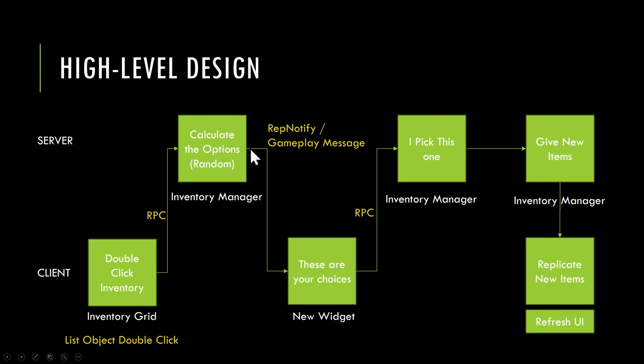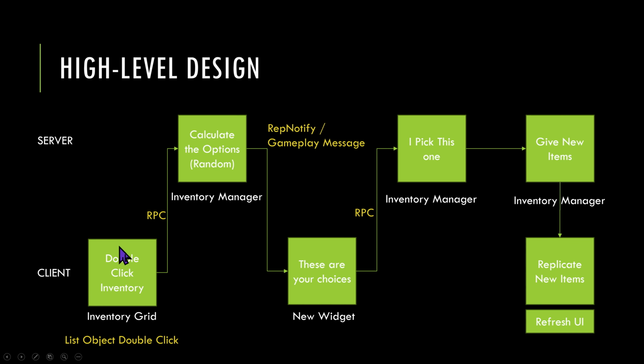We then populate a data structure and replicate that data structure back to the client, where the client picks it up and issues a gameplay message. That gameplay message is picked up by the widget sitting on screen, which shows the choices to the player. The player selects one of the choices, and we do another RPC call up to the server, where we hand out the loot from the loot box in the inventory manager, and then replicate that new inventory back down to the client and refresh the inventory UI.